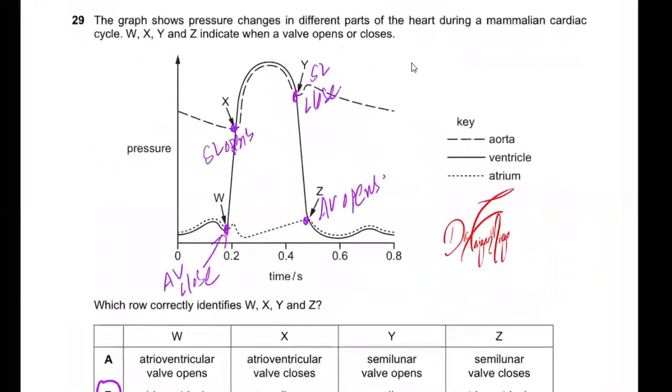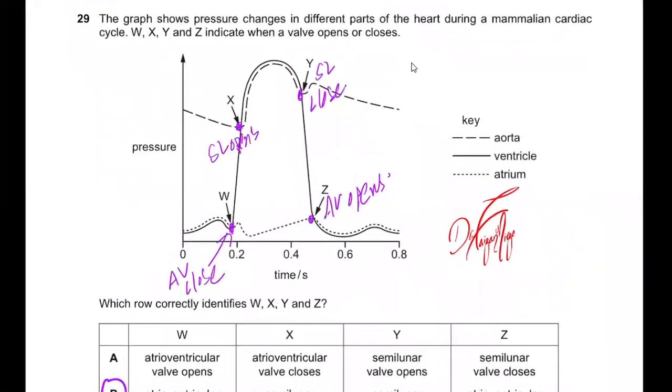29. The graph shows pressure changes in different parts of the heart during the mammalian cardiac cycle. W, X, Y, and Z are shown, which indicate valves that are open and closed. You need to learn what these 4 points represent. This point here is always AV valve closing. The opposite is AV valve opening. So just make a mirror image out of it and just learn that. Similarly, the semilunar valve opens here, and right opposite to it, the semilunar valve closes. So here the AV valve closes, the semilunar opens, then semilunar closes, and AV valve opens. So this is how the cycle goes on.